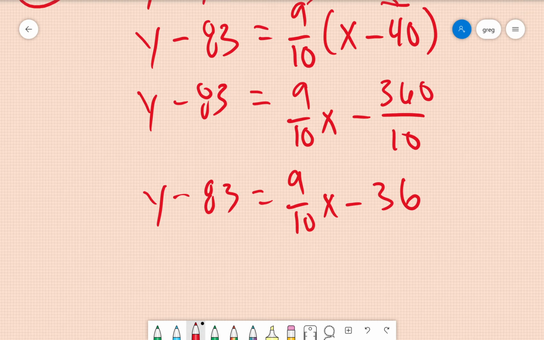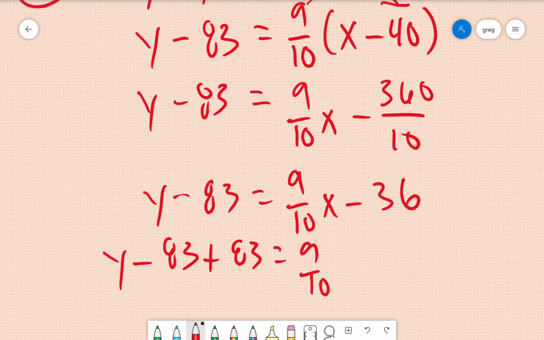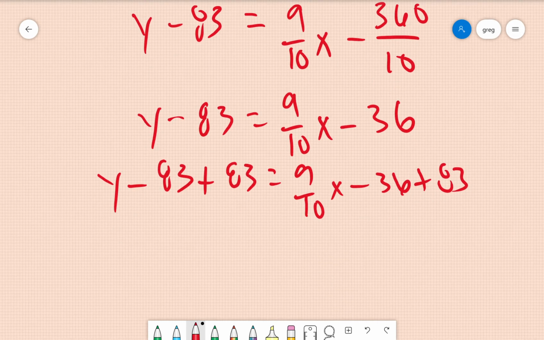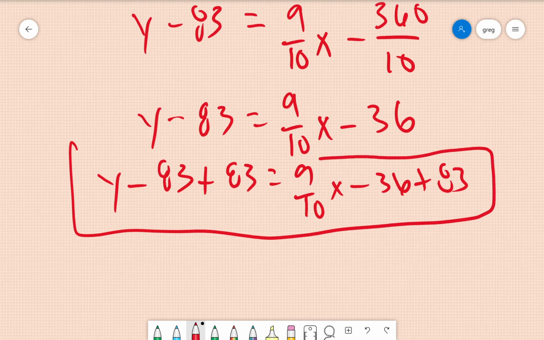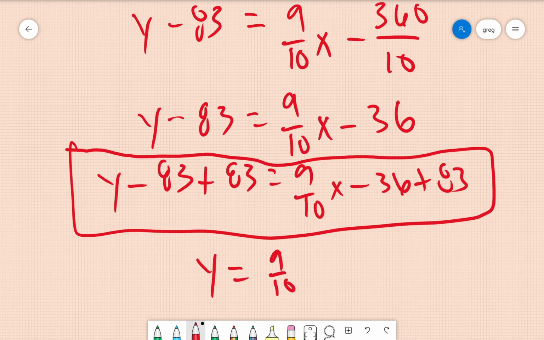Yes. So what do I do? Yes. Inverse operation. Add 83 to both sides. So y minus 83 plus 83 equals 9 over 10x minus 36 plus 83. The way I'm writing this out here, you want to start adopting this. Just trust me on it, because as we move towards more complicated things this semester and second semester, you're going to want to have it all laid out in one horizontal line and not in a vertical fashion. So now we have y equals 9 over 10x. And Franco, what's negative 36 plus 83? Or 83 minus 36?